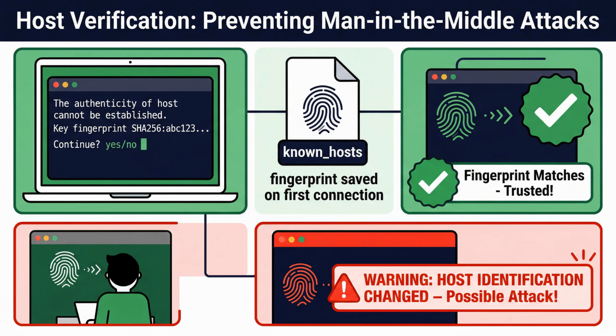If you say yes, it's saved in a file called known_hosts on your machine. Every future connection checks, does this server's fingerprint match what we saved? If it matches, you're in. If it doesn't, SSH throws a big red warning. That could mean someone is intercepting your connection, a man-in-the-middle attack.